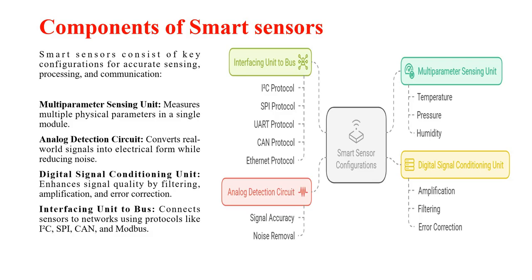Then you have the interfacing unit to bus, which connects the smart sensor to a communication network or processor via standardized bus protocols and enables real-time data transmission to cloud servers, industrial controllers or IoT platforms. It also supports protocols like I2C, SPI, UART, CAN and Ethernet for seamless integration. An example here is a smart industrial sensor using Modbus to communicate with a PLC, that is the programmable logic controller.